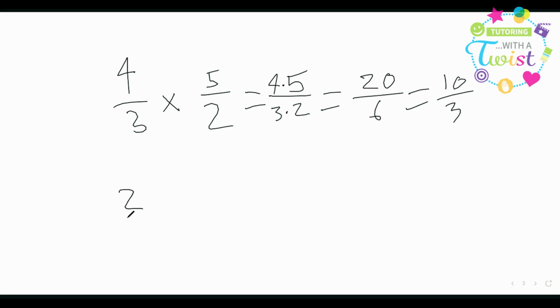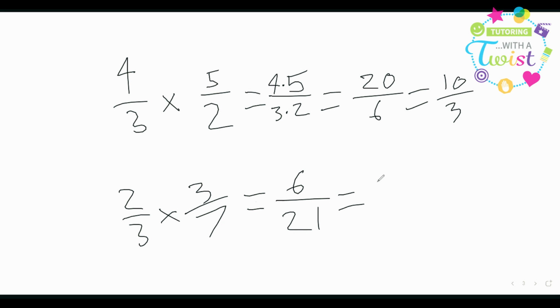Let's give another practice of this. Let's say we had 2 over 3 multiplied by 3 over 7, just say, for instance. Now we'll do the same thing as before. 2 times 3 is going to be 6. 3 times 7, well, that is 21. We get 6 over 21. But hey, both of these are divisible by 3, so we can simplify this to 2 over 7.